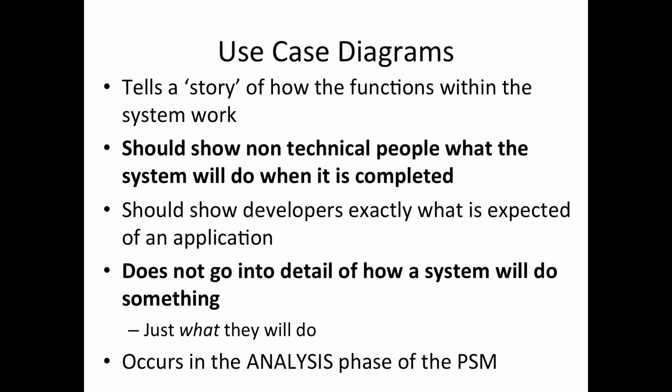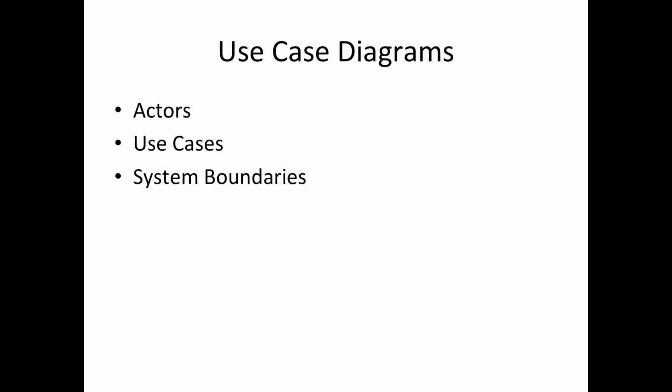Okay? Occurs in the analysis phase of the problem solving methodology. So you will actually put this in the analysis phase, which is your systems requirement specification. Alright, so you might want to take some notes of this one as well. The key points are what I've put in bold. Okay, let's move on when you're ready. Alright, use case diagrams. 3 components. It has actors, use cases, and it has a system boundary.